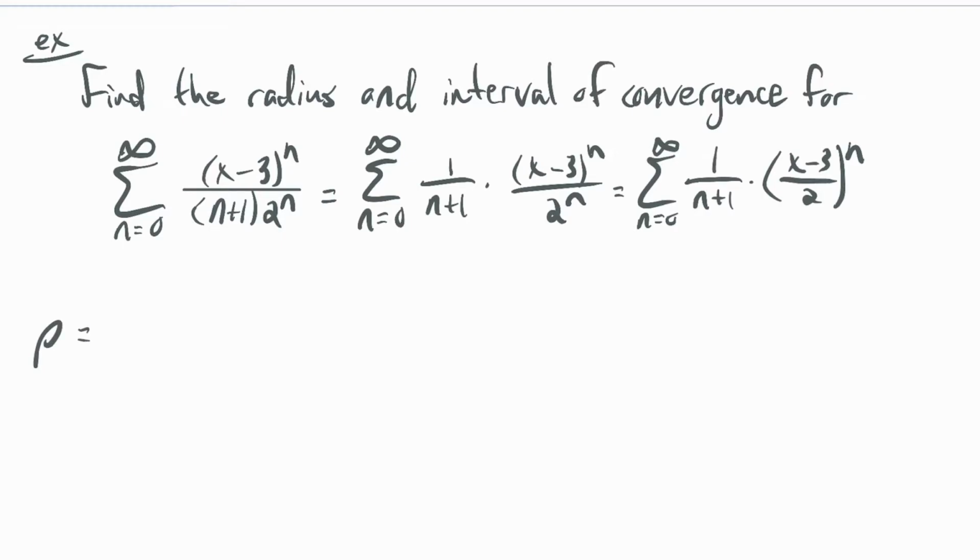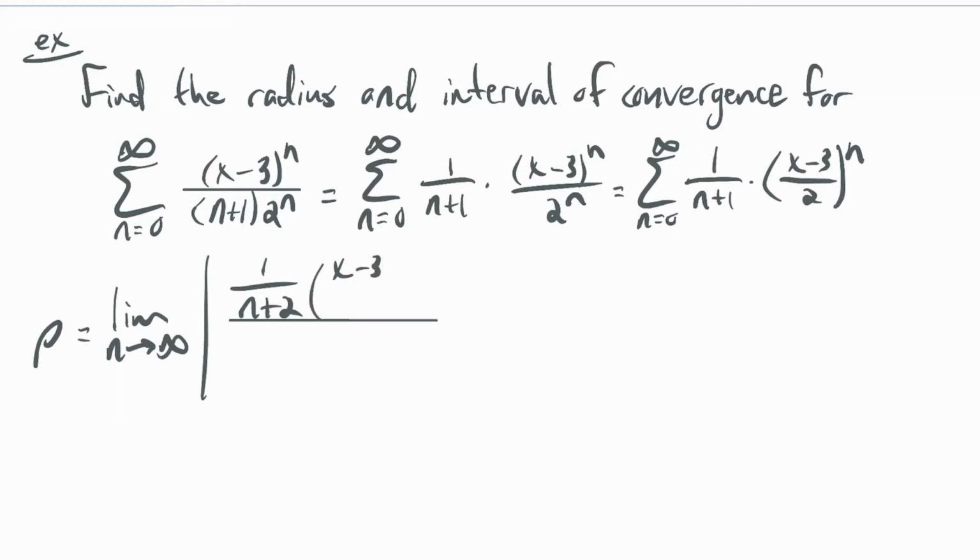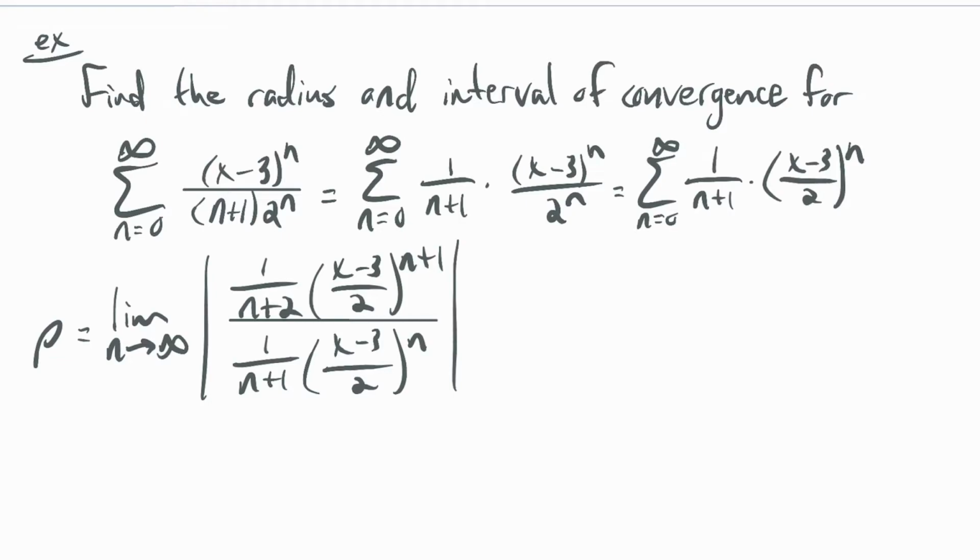So rho equals the limit as n goes to infinity of the absolute value of a big fraction: 1 over n plus 2 times (x minus 3 over 2) to the n plus 1 power, over 1 over n plus 1 times (x minus 3 over 2) to the n power. Okay, so I think what would be the best thing to do to start would be to do some cancellation.